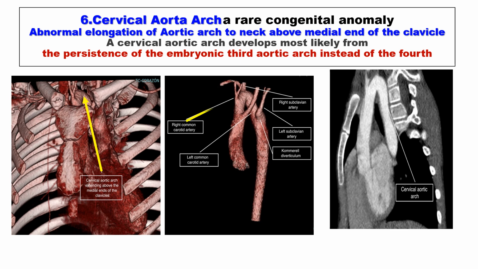The important branches which arise from the cervical aortic arch are the right common carotid, right subclavian artery, left common carotid, left subclavian artery. X-rays showing the radiological features of cervical aortic arch artery.